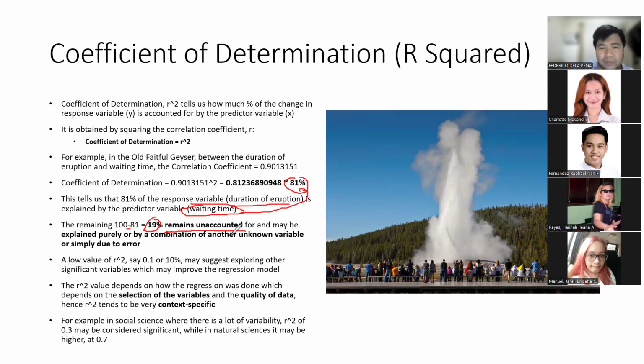can be explained either by another unknown variable, like you can just add another variable in your regression equation, and hopefully achieve like a 99% R squared. Maybe you can do that, or maybe it's simply explained by the errors in the measurements, right?